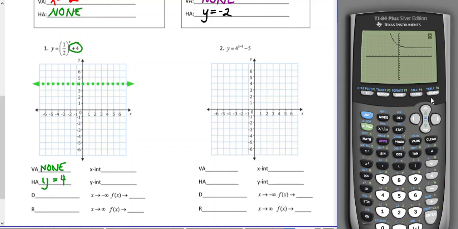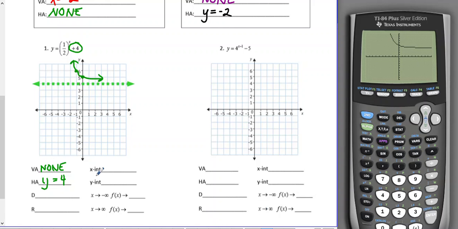And then second graph is how I plot my points. So we have 0, 5, -1, 6, -2, 8, but my graph doesn't go up to 8. So my graph is going to look something like this. And again, I can hit the graph button to double check.